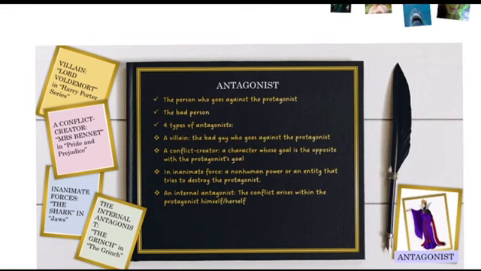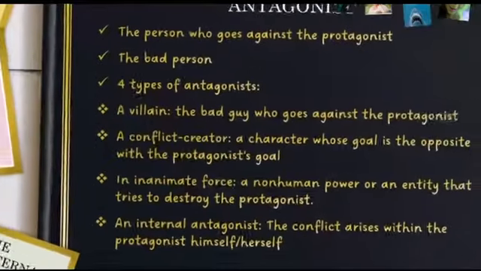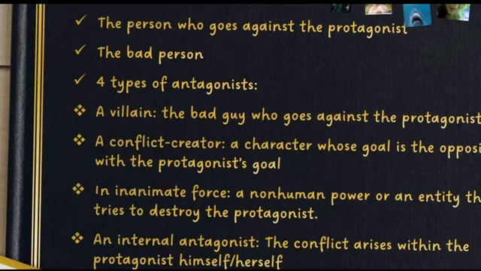Let's proceed to the second important character, that is the antagonist. So an antagonist is a person who has the opposite goal from the protagonist's goal. Usually the antagonist is a bad person in the movie. There are 4 types of antagonists that you need to know. Okay, the first one is known as a villain.